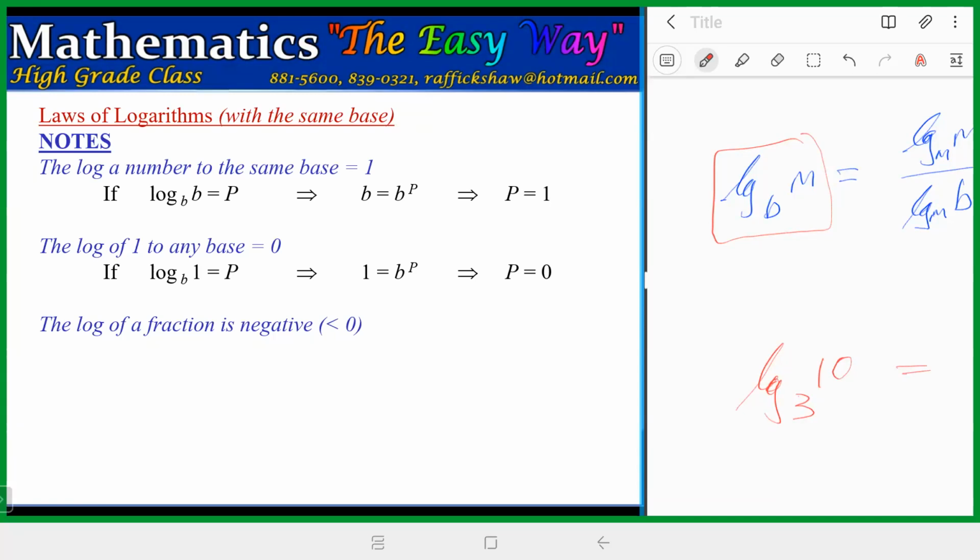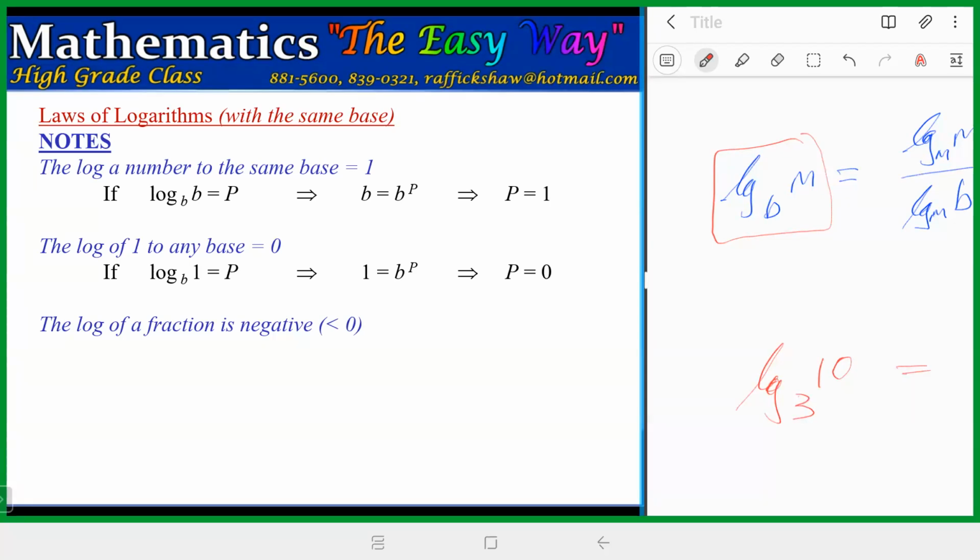The log of a fraction is a negative value. Remember, the number has to be greater than 0. So I'm talking about the log of any value before you reach 1 is negative. The log of 0.5, the log of 0.2, the log of 0.25, the log of 0.9. All those values are negative. The log of a fraction value is negative.